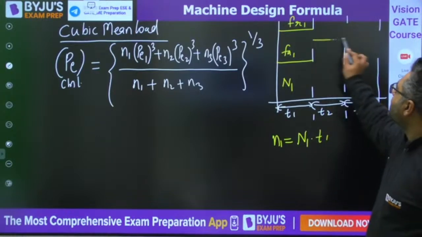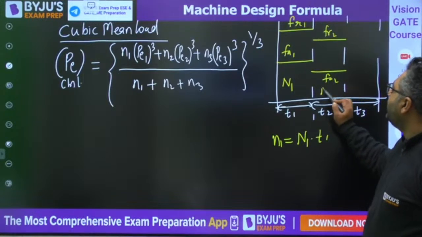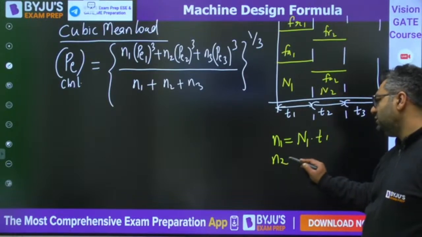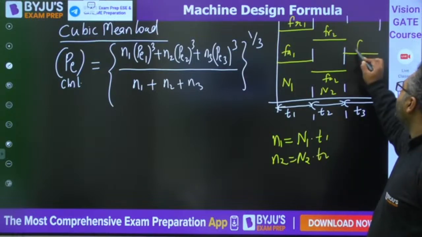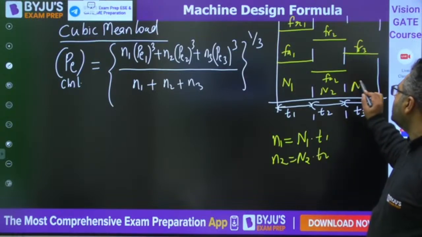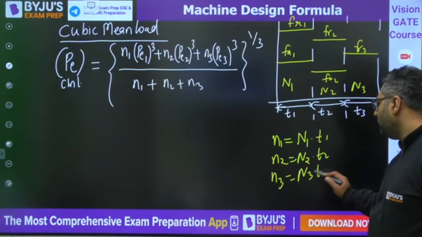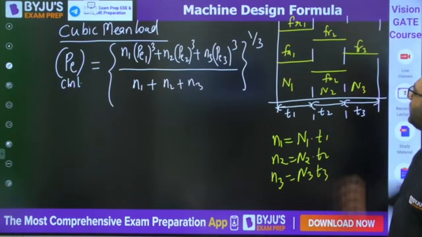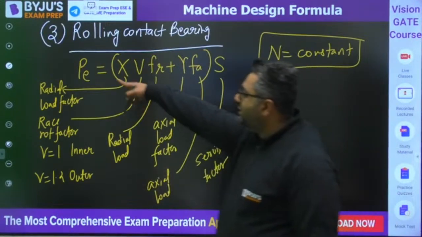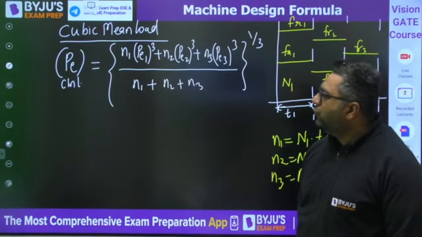Similarly here, let us say this is the FR2, this is the FA2, and speed here is n2. So small n2 is defined as n2 t2. Let us say here FR3 is this, F axial is not there, speed is n3, so n3 is n3 t3. And you know that from this FR1, FA1, FR2, FA2, FR3, you can use the formula of this and you can find out PE1, PE2 and PE3. After that you would be getting this.